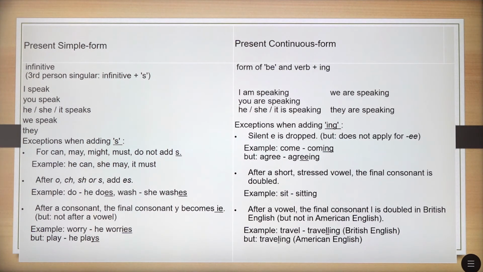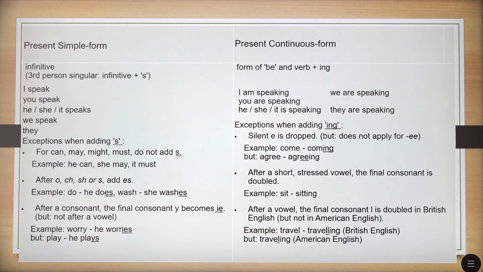Before we add ing, all the verbs that end with e drop the e when we add ing. Only if the verb ends with double e, then we don't drop e, we just add ing. For example, come, coming, take, taking, write, writing. If the verb ends with double e, then we just add ing, like agree, agreeing.